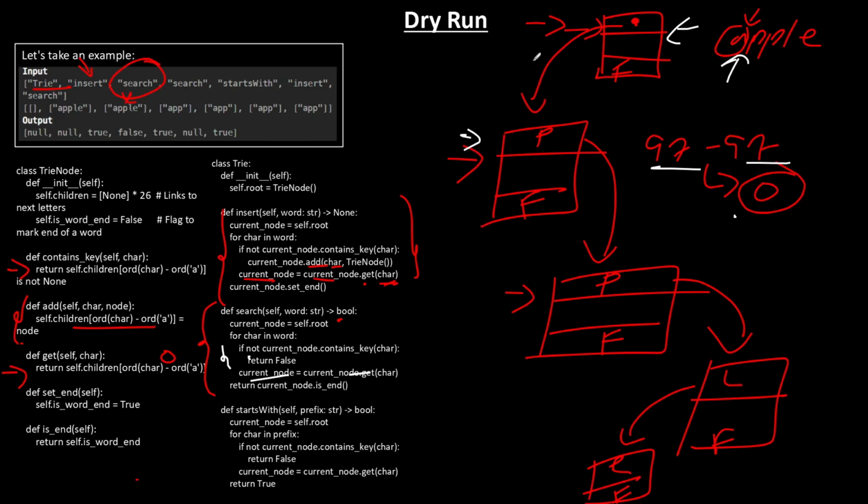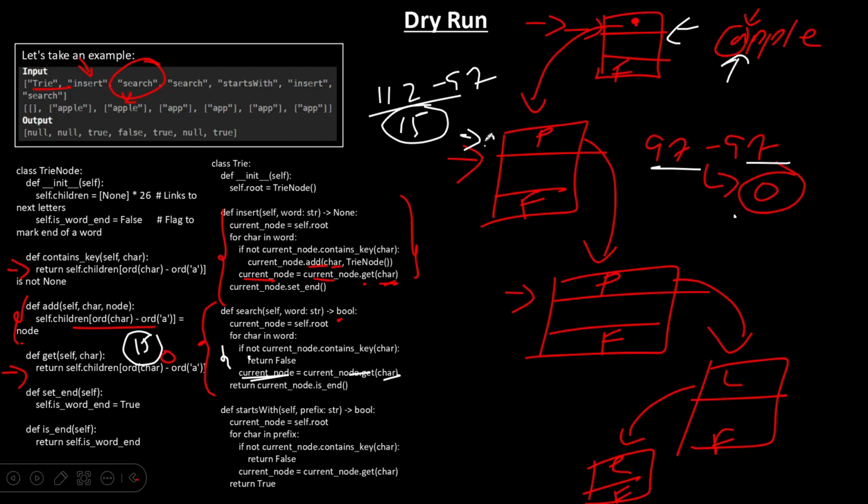I don't know the ASCII value of P, so let me check once. It's 112. So the ASCII value of P is 112, and what will happen? 112 minus 97 gives 15. So current node get, with the character, in the get function is 15. In this reference node, at the 15th index, we check, do we have P? Yes, we have the P. So call its reference and come and stand here. We're standing here now.